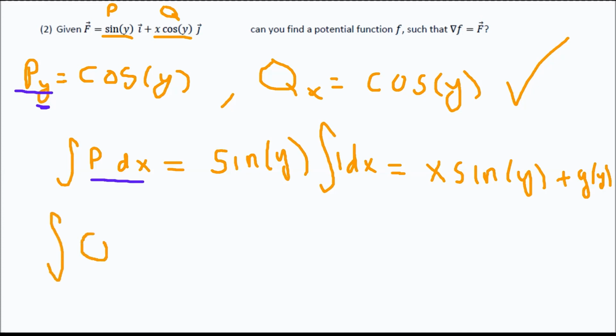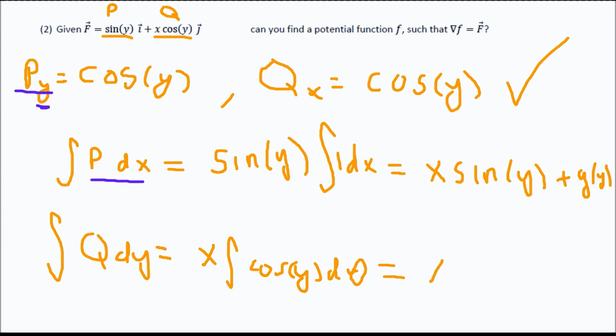Now, integrate q with respect to y. Now, q was x cosine y, which means now I can factor the x outside my limit of integration. So it's the integral of cosine of y dy. And so again, I have that x I factored out, but the antiderivative of cosine of y with respect to y is sine of y. Again, we don't want to forget that there could be that constant, that plus c, which is really a function of x now, so h of x on the outside.